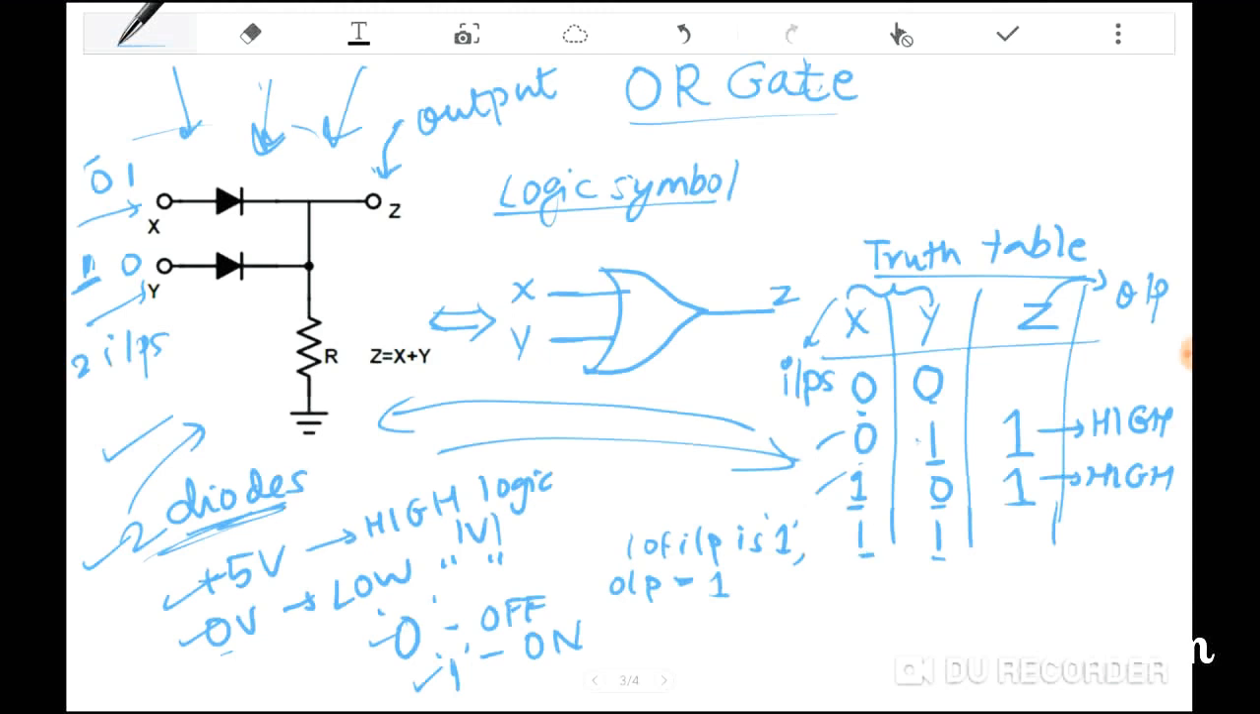If we connect two ones here, that is, if we give both inputs the same high logic level, that is 1 to both inputs, we still get an output of 1, which is again high. You're correct. So this is how the truth table of the OR gate works.